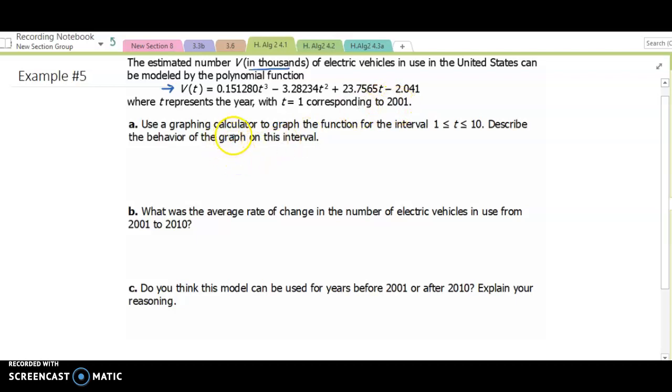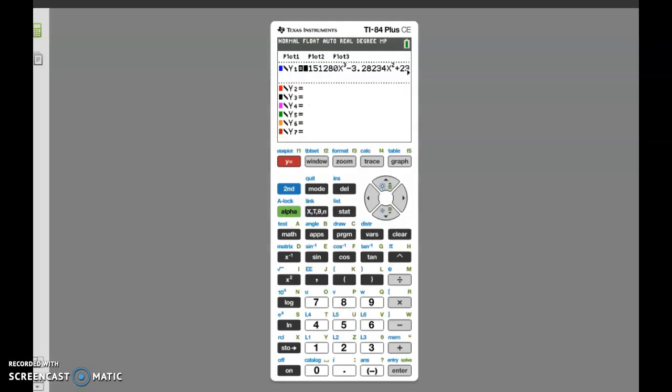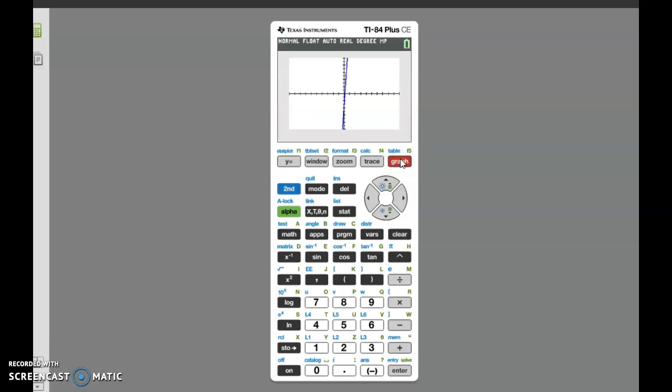So use a graphing calculator to graph the function for the interval 1 is less than or equal to t, which is less than or equal to 10. Describe the behavior of the graph on this interval. All right, so if we go to our graphing calculator and I put my equation in the y equals and I hit graph, you get something that looks like this. It looks like a line, but we know this is not a line. We know it's a cubic function. But because we're so zoomed in, it doesn't give us the full picture, okay?